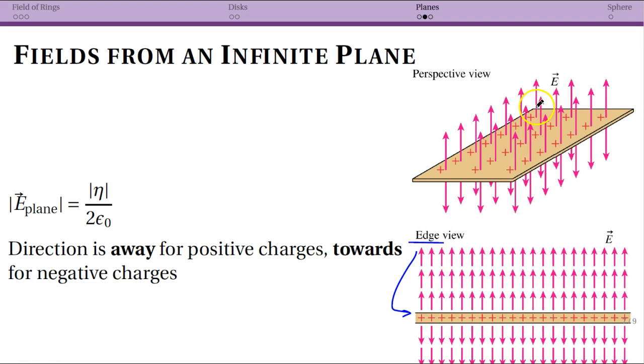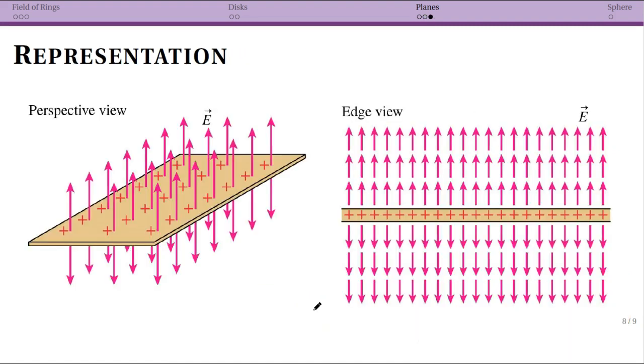If we actually tilt it on its side, you can think of these as field lines or field vectors, but it's a little harder to see what's going on in that case. So this edge view is a little more helpful. Now, the direction is perfectly away for positive charges, as both of these show, but if it's a negative charge, you want to make it towards. So all of these would simply flip around.